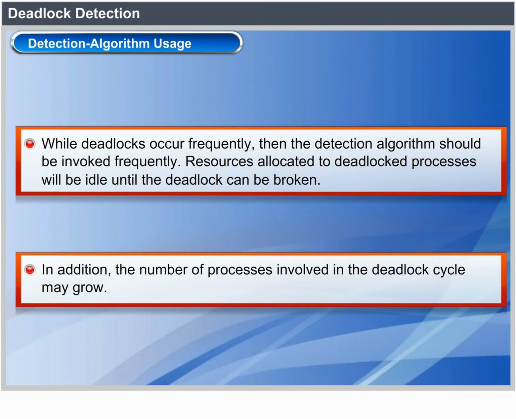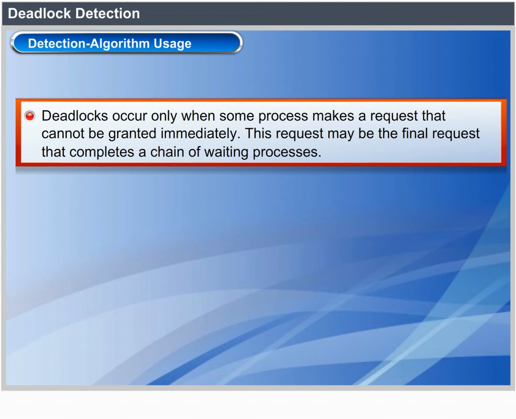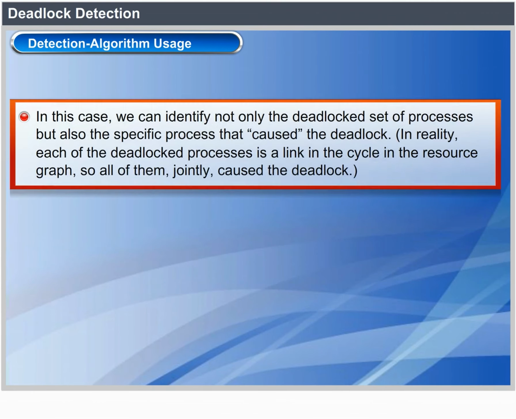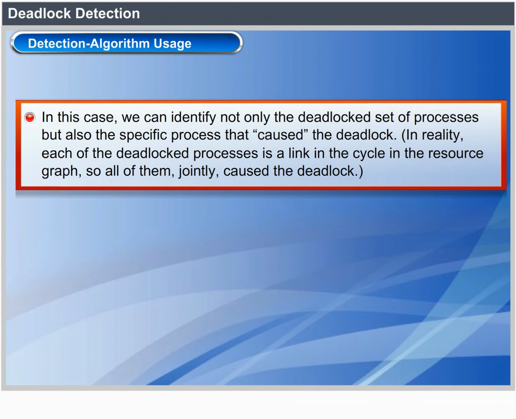Deadlocks occur only when some processes make a request that cannot be granted immediately. This request may be the final request that completes a chain of waiting processes. In the extreme, then, we can invoke the deadlock detection algorithm every time a request for allocation cannot be granted immediately. In this case, we can identify not only the deadlocked set of processes but also the specific process that caused the deadlock. In reality, each of the deadlocked processes is a link in the cycle of the resource graph, so all of them jointly caused the deadlock.